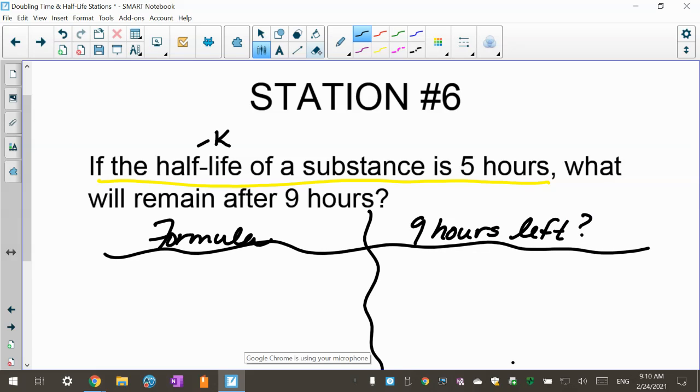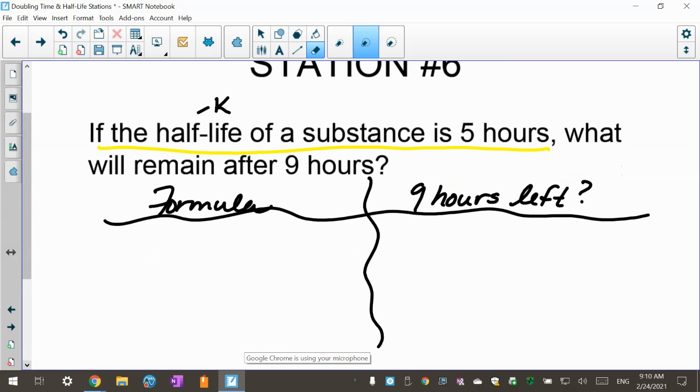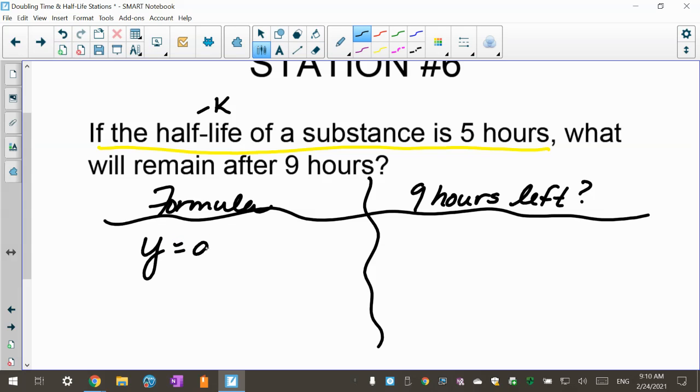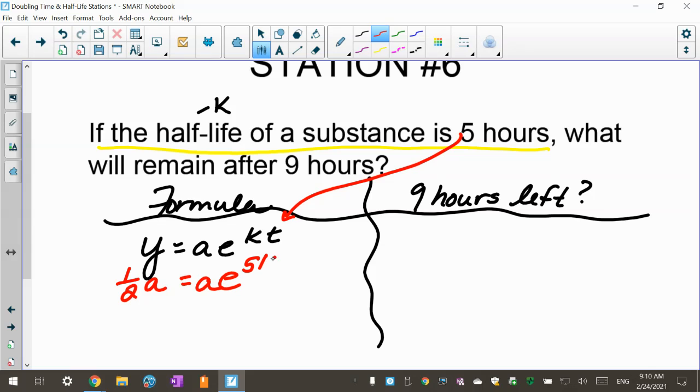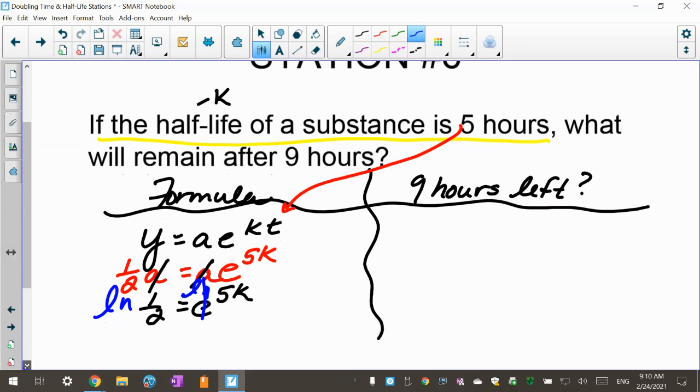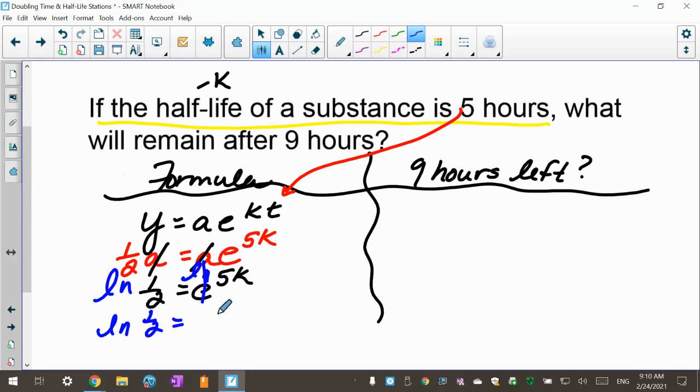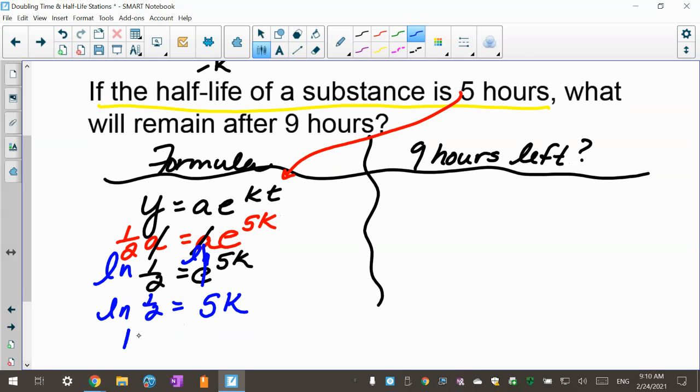I don't know. Okay? So let's figure out our formula. We've done a lot of these. y equals A e to the kt. They said half of it is left after 5 hours. And the 5 I know goes here, so it's e to the 5k. A half equals e to the 5k. Natural log both sides. The natural log of 1/2 equals 5k. k equals the natural log of 1/2 divided by 5.